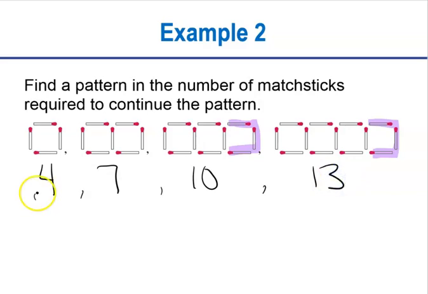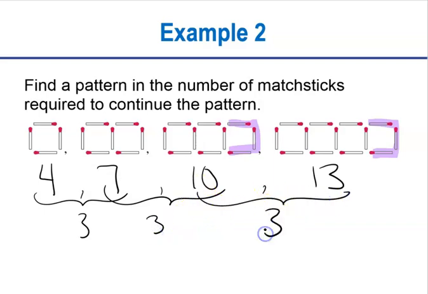Now what do you notice? The difference between each of these terms is 3. What would the next one be? Without even a picture, I bet you that would be 16, right? And then 19, and then add 3 more. So this would be an arithmetic sequence, right?